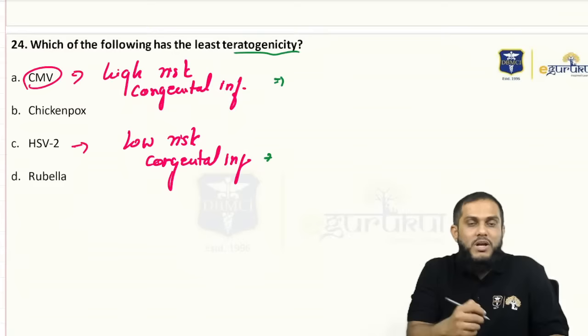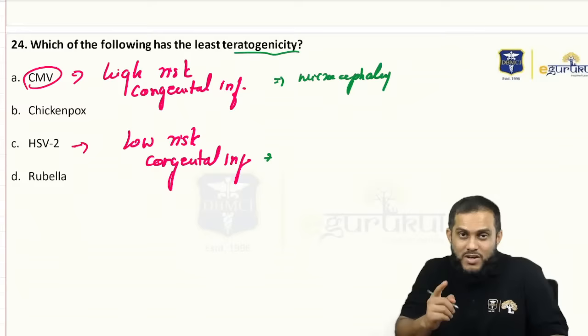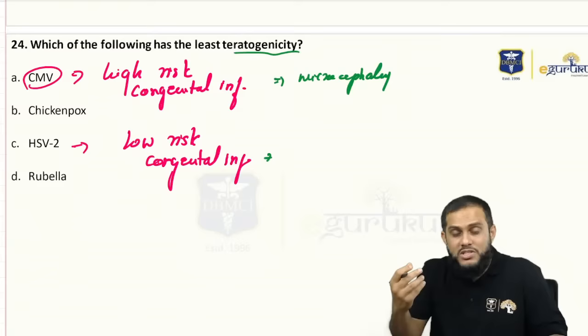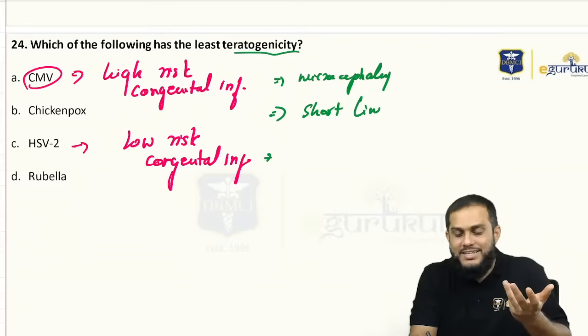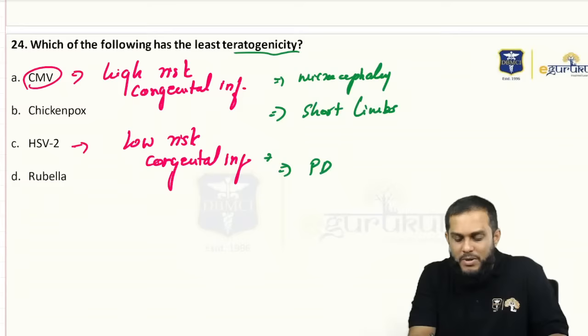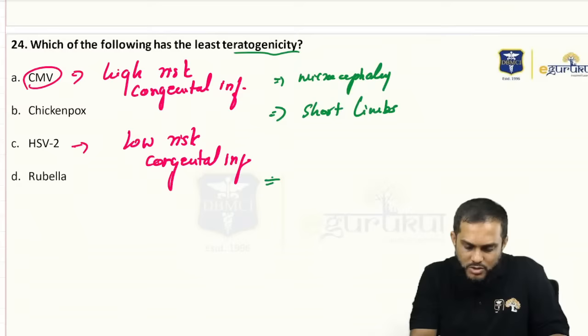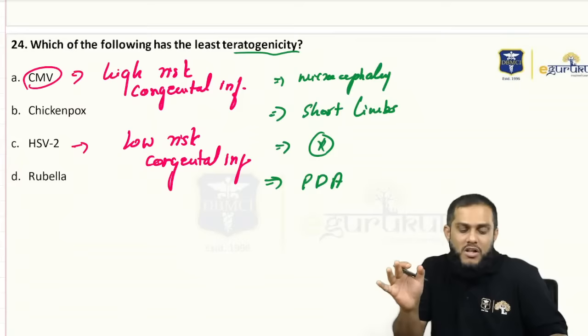In cytomegalovirus, you can see microcephaly as a congenital malformation. Obviously, you see periventricular calcifications in the brain, but you also see small head, microcephaly. In chickenpox, varicella zoster virus, you see limb hypoplasia, short limbs, and cicatrization, as congenital malformation. In rubella, you can see patent ductus arteriosus, PDA, as a congenital malformation.